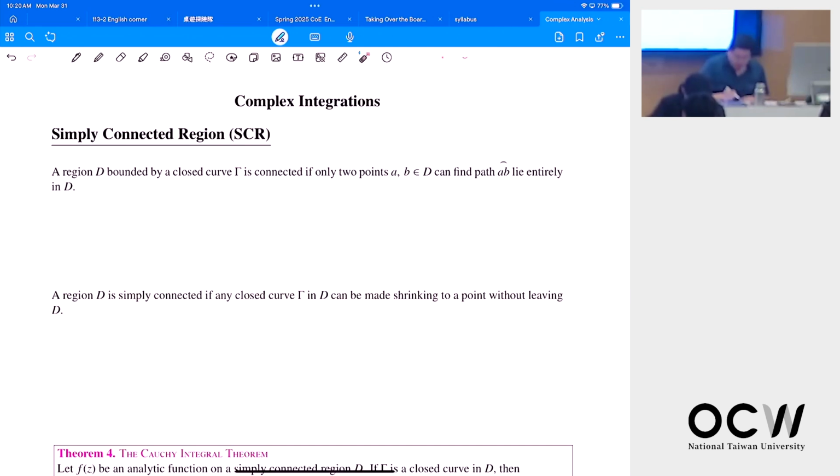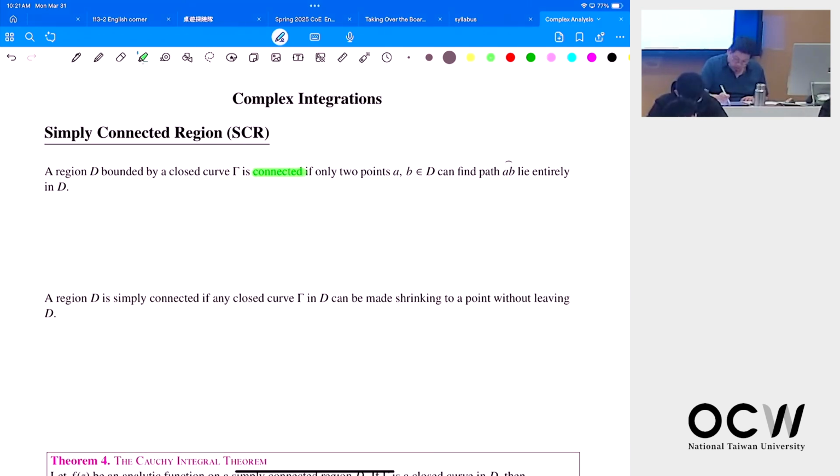First, a region, say region D, bounded by a closed curve tau. And we say that this region D is connected if for any two points A, B in the region D, they can find a path that lies entirely in D. So first, we call the region connected. What does that mean, connected?